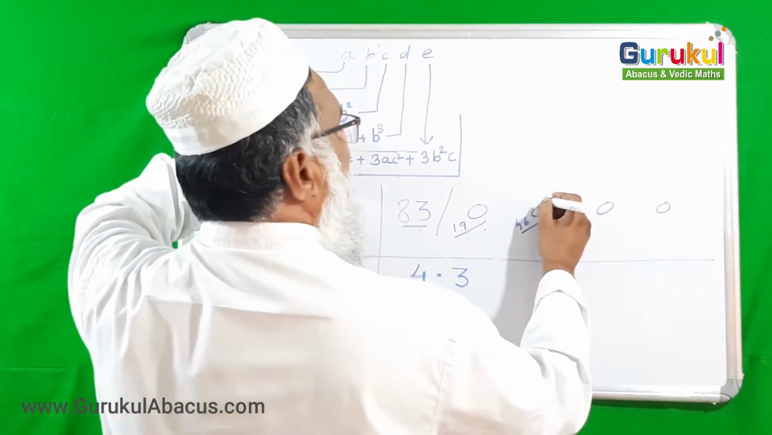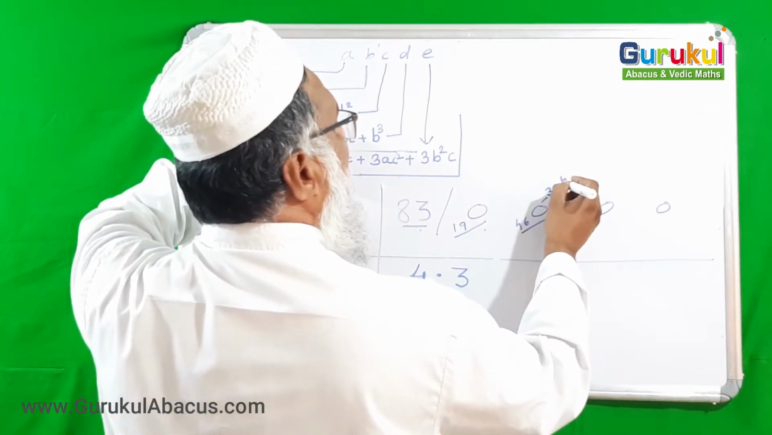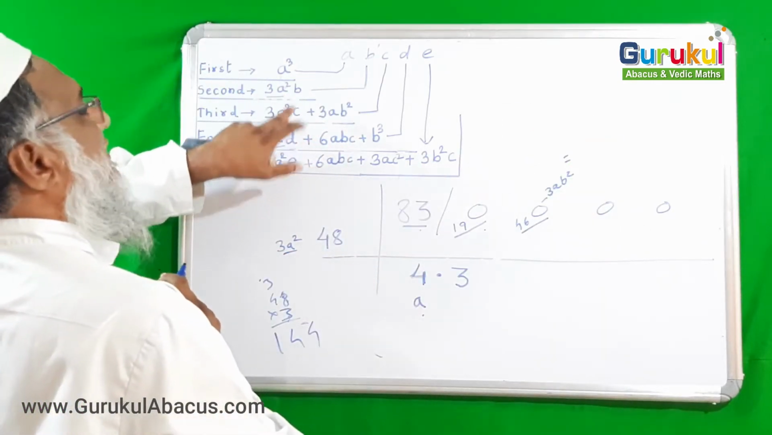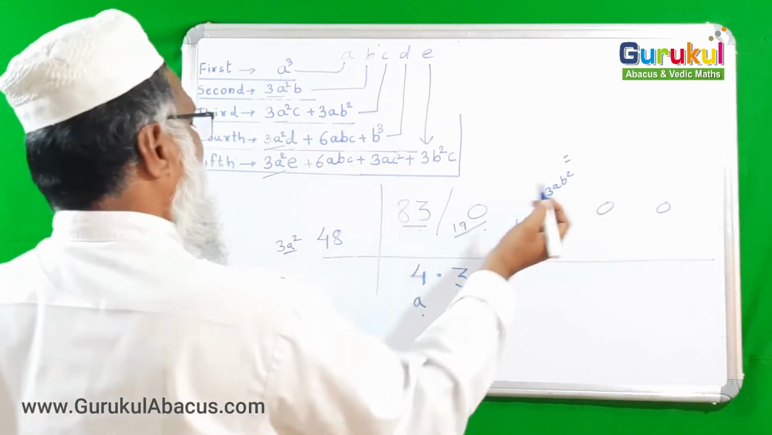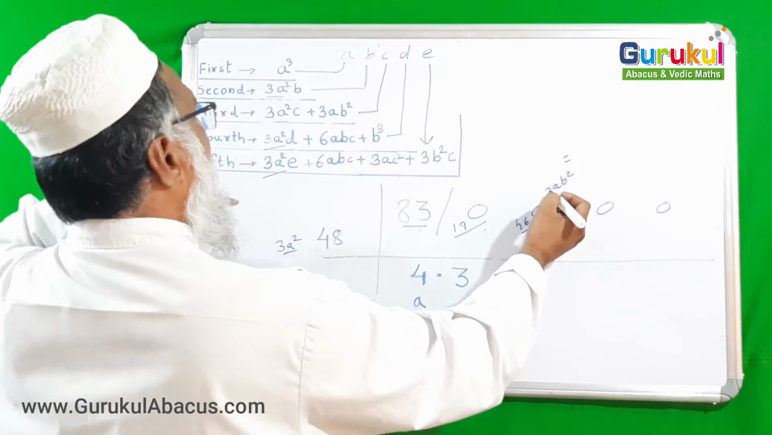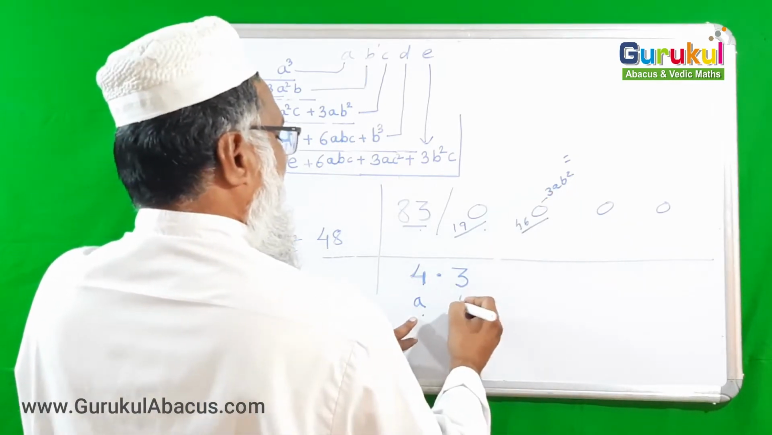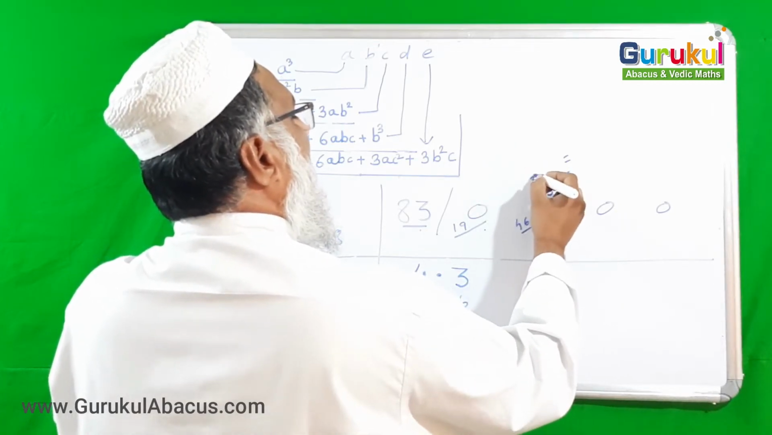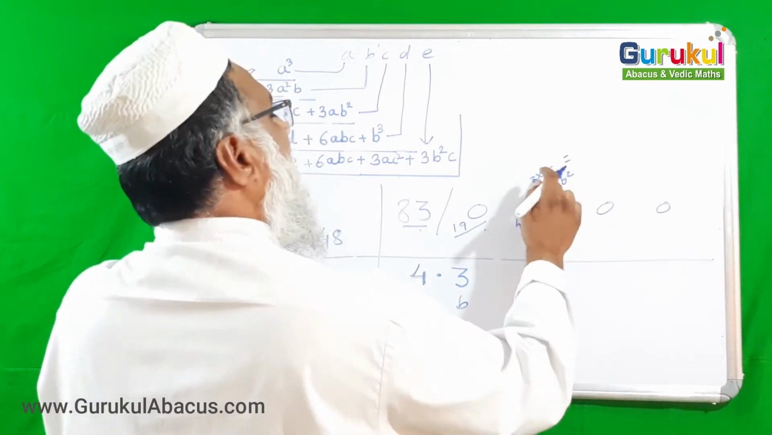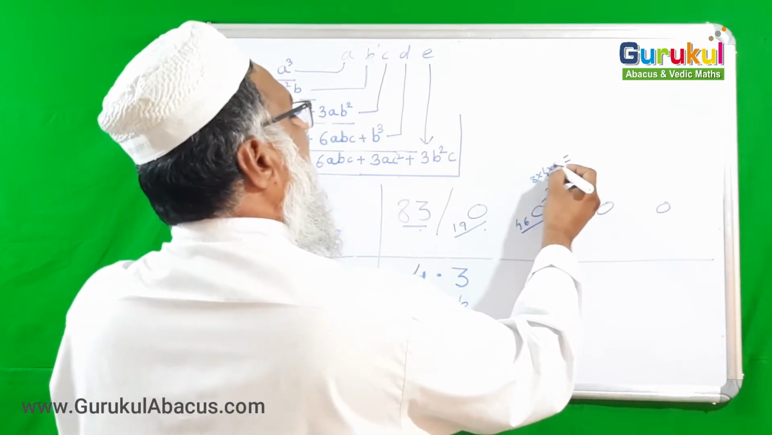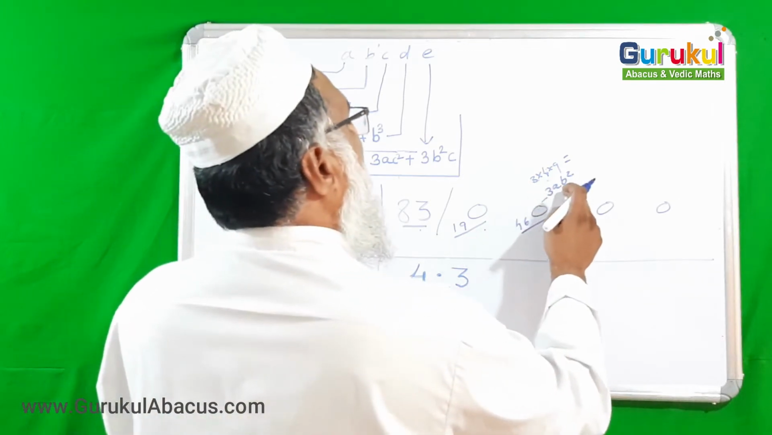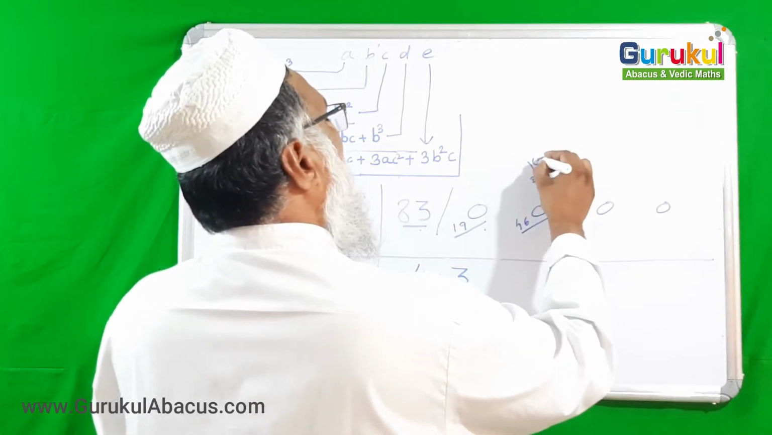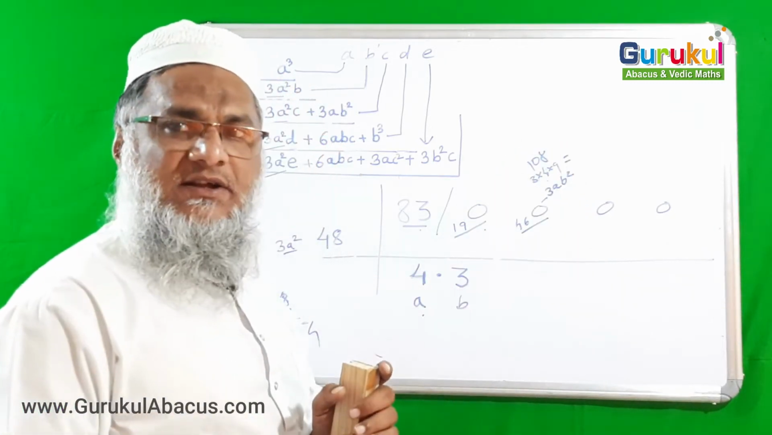Okay, so we are going to subtract 3ab square. Then whatever we get, we can divide by 48, meaning we can divide by 3a square. Okay, so 3ab square. A is 4 and B is 3, 3s are 9. Okay, so together 3ab square is 12 9s, which are 108.